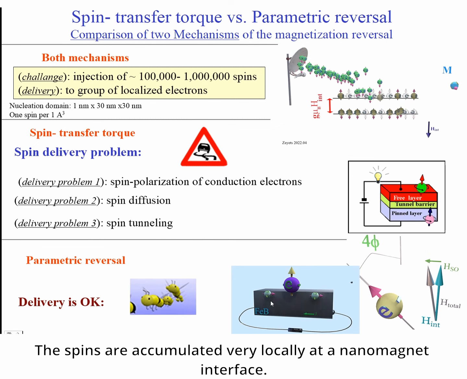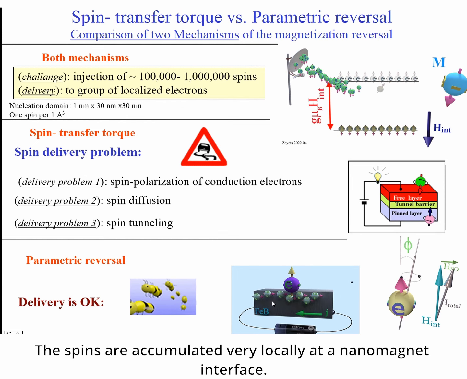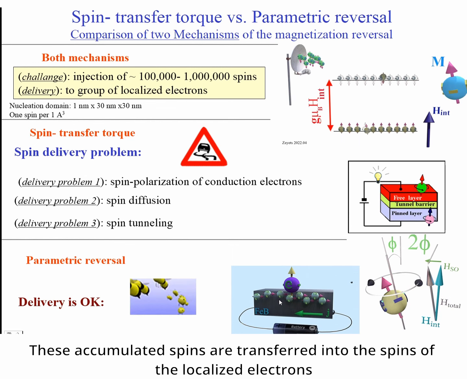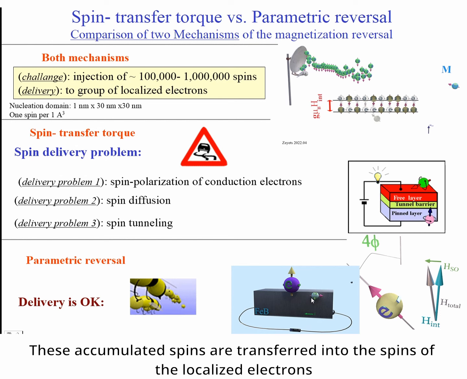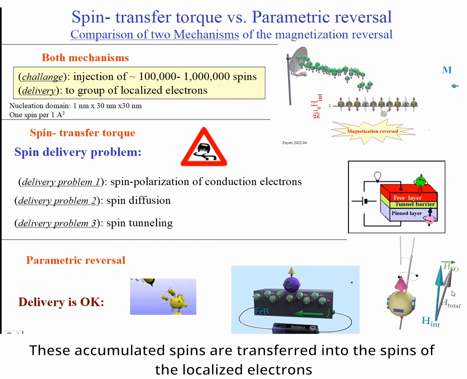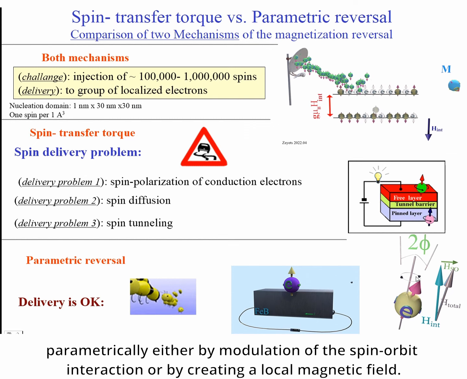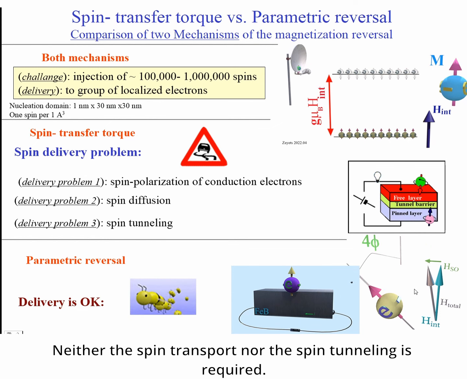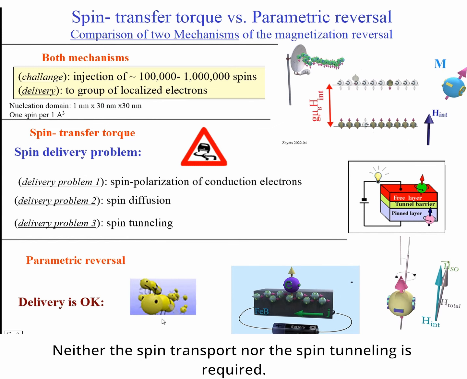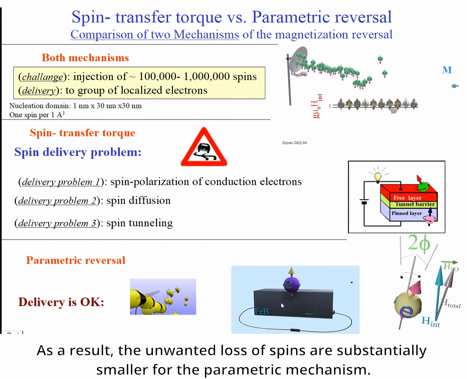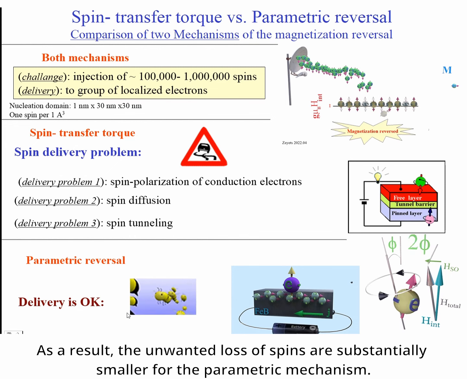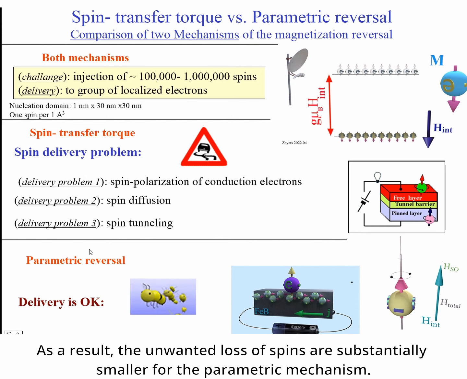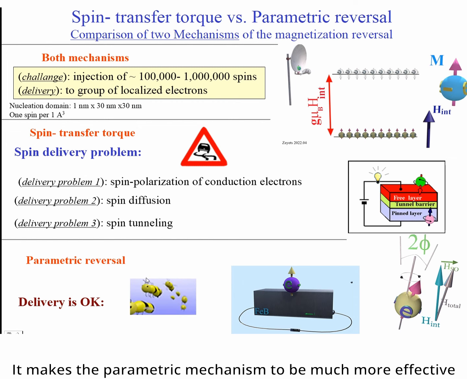The spins are accumulated very locally at nanomagnet interface. There is no need for any spin transport. These accumulated spins are transferred into the spins of localized electrons parametrically, either by modulation of spin-orbit interaction or by creating local magnetic field. Neither spin transport nor the spin tunneling is required. As a result, the unwanted loss of spins are substantially smaller for the parametric mechanism. It makes the parametric mechanism to be much more effective.